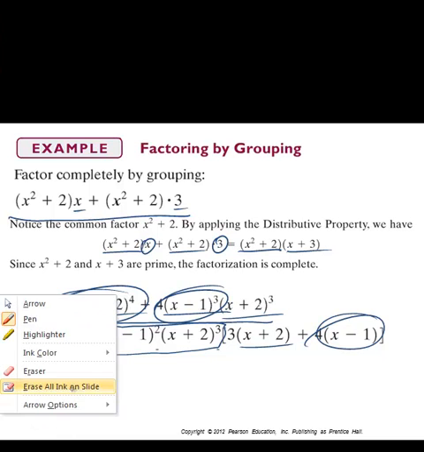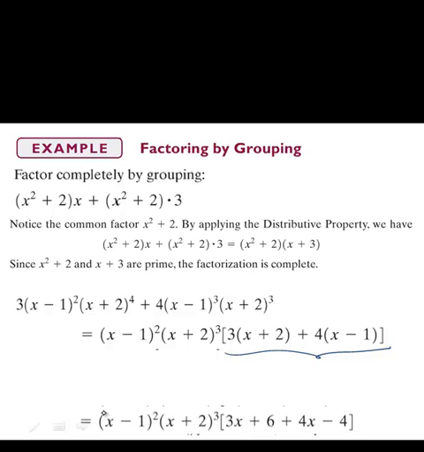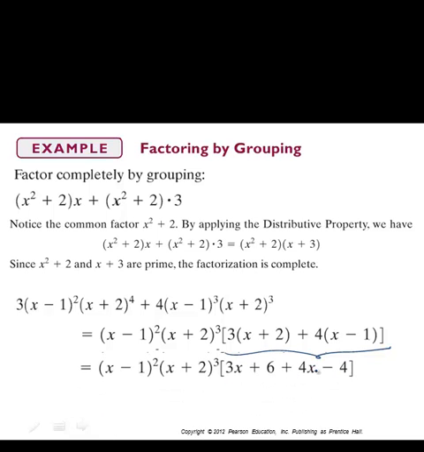All right, I'm going to erase all the ink on the slide here. And then once you get to this stage, just multiply and combine like terms, okay? And when you multiply it out, 3 times x plus 2, that's 3x plus 6, times the 4x minus 4. Add the 3x plus 4x, add the 6 plus negative 4, and you get the 7x plus 2. Okay? And boom, we're done with factorization by grouping.